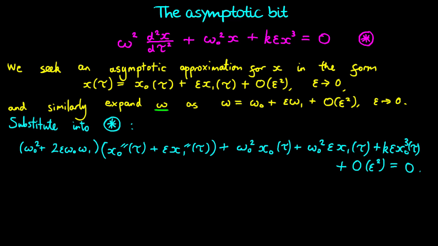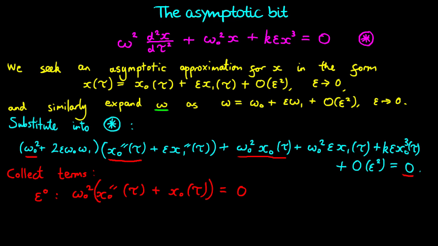So this is where the messy algebra starts to come in. Once you substitute it into star, you get this long expression here. And then we're going to do the normal game of collecting terms in different degrees of epsilon. So I've underlined here the terms that are going to give you products of order epsilon to the 0. This hasn't got an epsilon in, this hasn't got an epsilon in, so when you multiply these two terms, it's going to give you something of order epsilon to the 0.